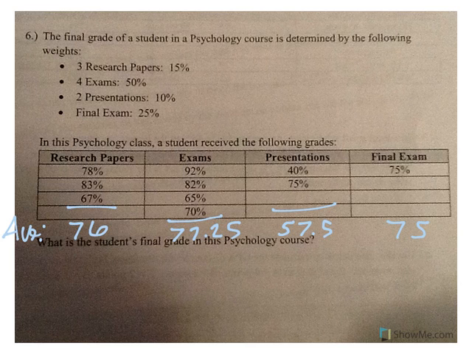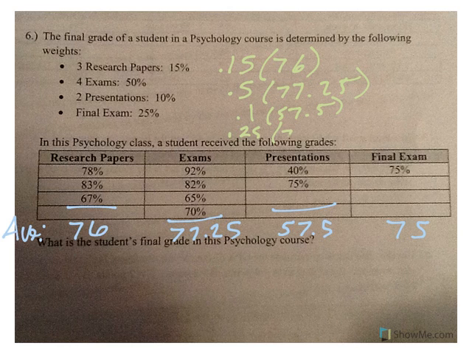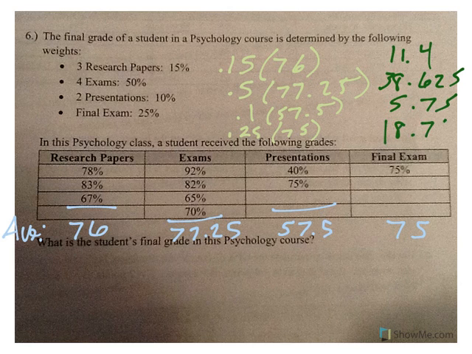So now when I come back up top, I'm going to change colors for fun. My research papers, 15% multiplied by my average. My exams are 50% multiplied by the average. My presentations are 10% multiplied by the average. And the final exam is 0.25, multiply that by 75. So when I multiply those, figure out how many points I earned in each spot, I get 11.4, 38.625, 5.75, and 18.75.